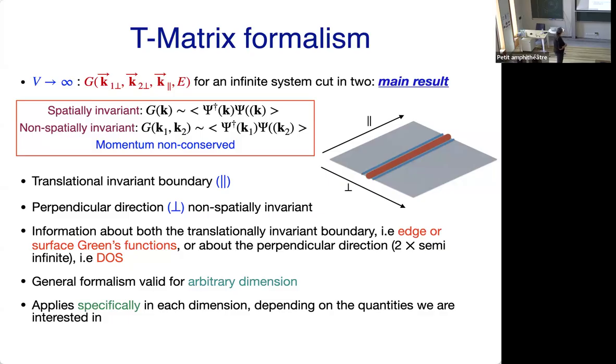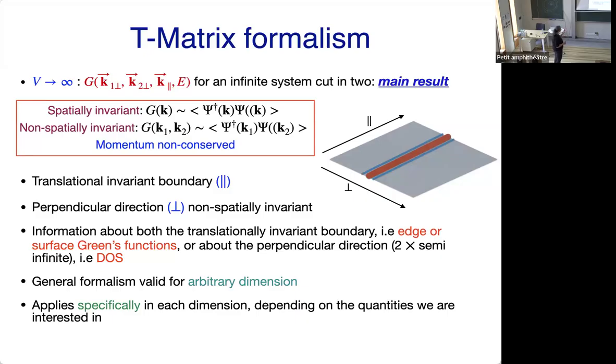So, okay. Now again, what I said before, I'm taking my impurity to infinity, and then this Green's function is the Green's function of the infinite system cut in two. Before, the formalism on the previous page was valid for all V's, but now if I'm taking my V to infinity, then this Green's function is the Green's function of the semi-infinite system.